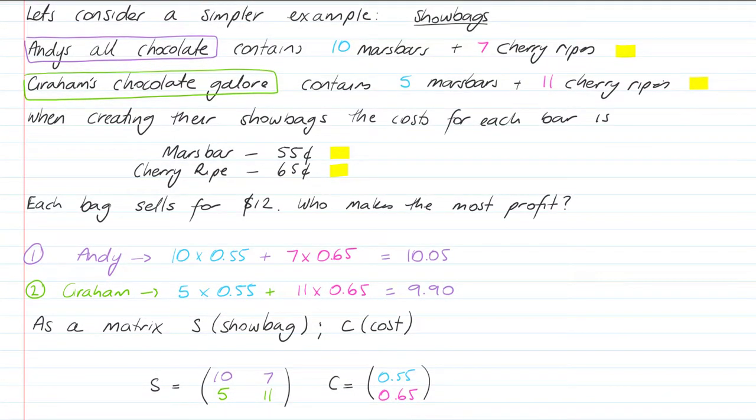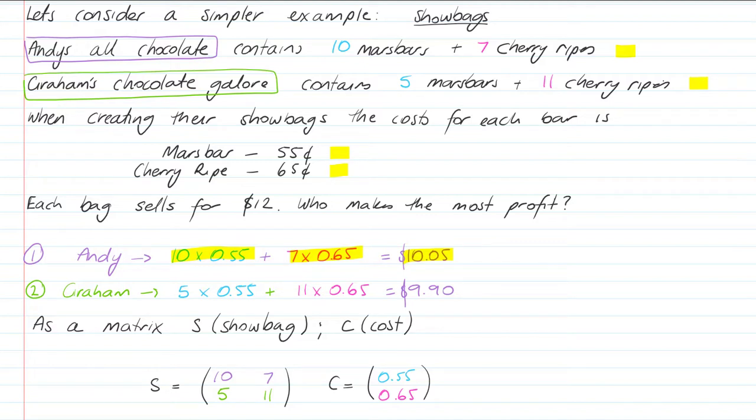See, we don't need matrices. And you're probably thinking, I don't need a matrix for this, because Andy has 10 Mars bars and 7 cherry ripes. That's 10 times $0.55, 7 times $0.65. That's $10.05 for Andy. Should pop a little dollar sign there, shouldn't I really? And Graham, he's got 5 times 0.55 and 11 times 0.65, that's $9.90.